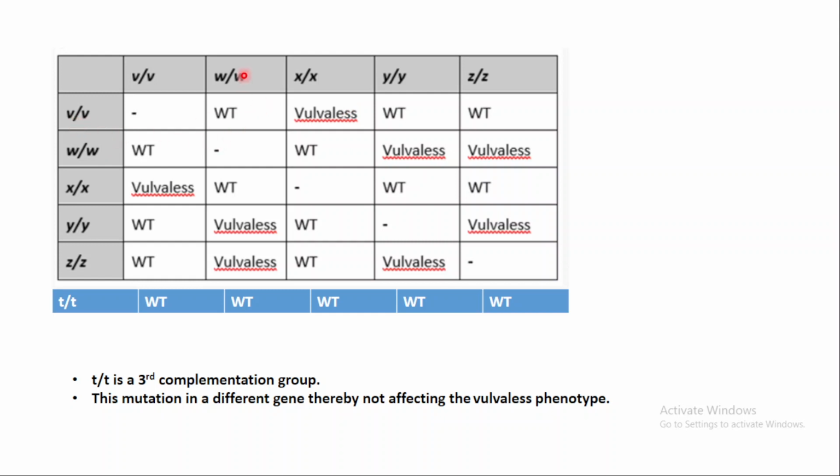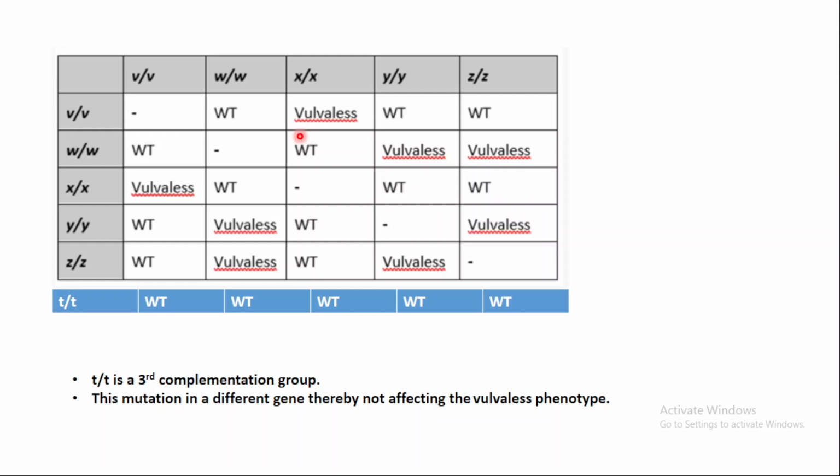You cross V with W, it will still give wild type. You cross V with Y, it will give wild type. V with Z will also give wild type. So if the scientists pick up a wild type worm from the plate, then it's very difficult to determine which combination of mutations caused this. But it is easier to determine which combination of mutations caused the vulvaless phenotype. That's why the scientists named this a complementation group.